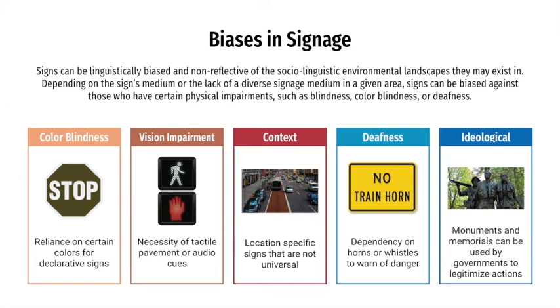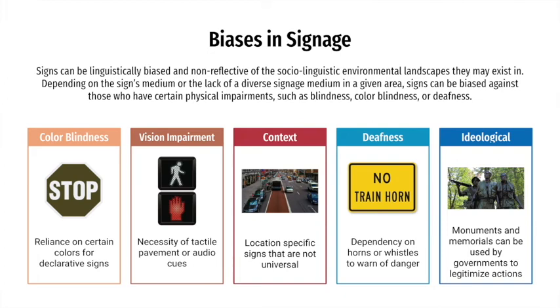As you can see on the spectrum on the screen, you have at the left the color blindness and the reliance of certain colors for declarative signs, like stop. You might not be able to see that if you're colorblind. Vision impairments: you have to really think about the necessity of tactile pavement or audio cues to let people know that something is going on. Context, directly in the middle: you're supposed to have location specific signs that are not universal, and all these things play a part.